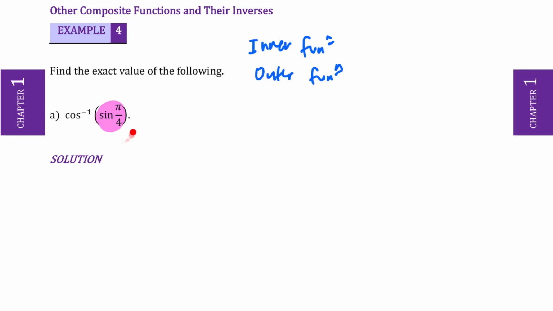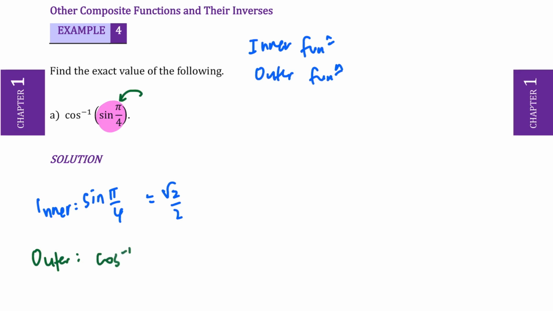The inner function will be sine pi over 4. Okay, so let's write here sine pi over 4. So let's solve. Sine pi over 4 will be equal to root 2 over 2. So once we have solved the inner function, let us substitute here and then we can solve for the outer function. Therefore, inverse cos of root 2 over 2. Now we can focus on solving as usual.